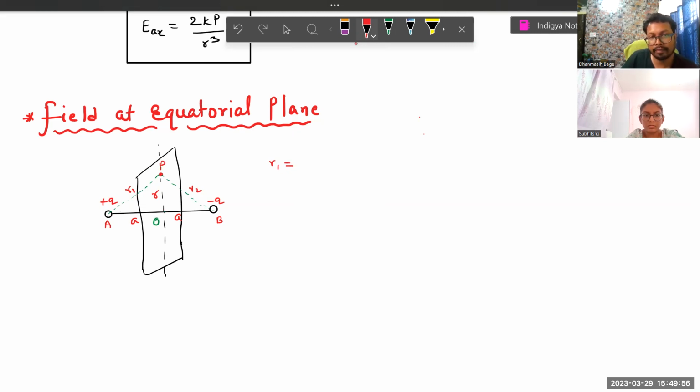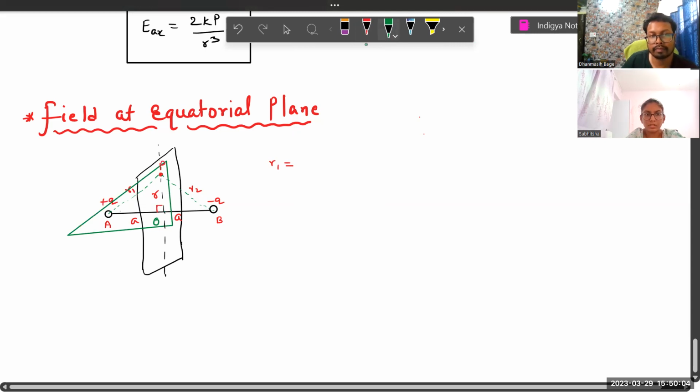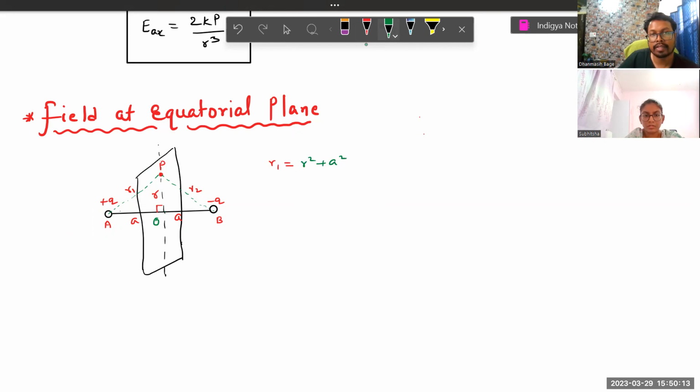Yes, it is a right angle triangle. So from this triangle, you can easily guess what is R1. Yes, root of A square plus R square. Correct. So R1 is root of R square plus A square. Similarly, R2 will be equal to what? Same thing, root of R square plus A square.